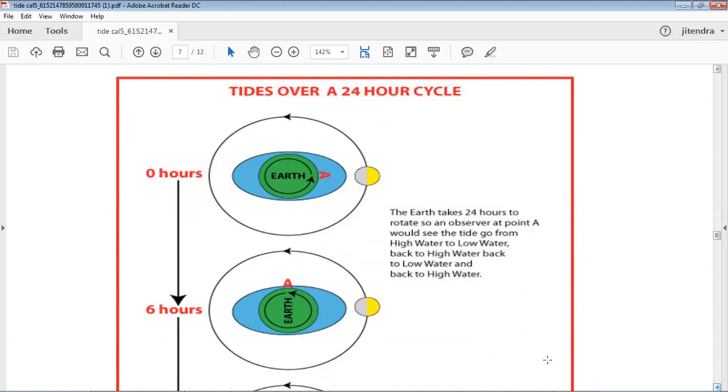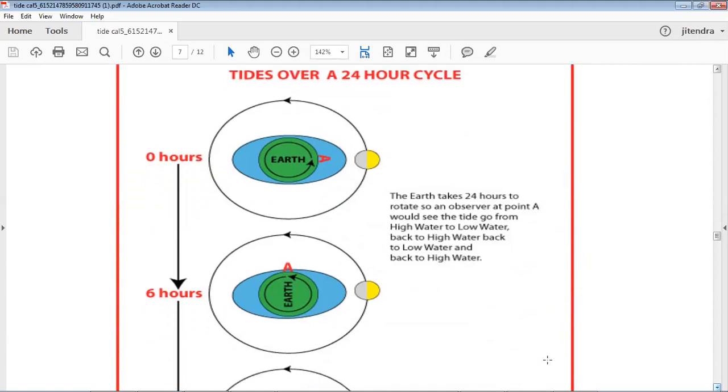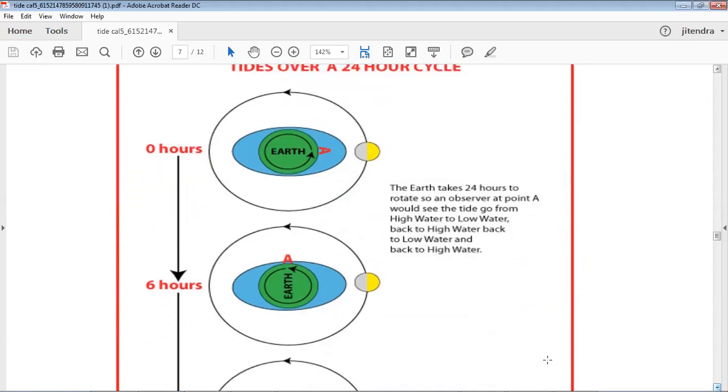Because of the rotation of earth and moon, the tide timings change. If the earth was not rotating and only the moon was rotating, then we would have a tide every 6 hours like this. The moon takes a total of 360 degrees, so in 1 hour it will take 15 degrees. For 90 degrees it will take around 6 hours. So first it will be here, then it will go here in 6 hours. So the high water will be here.